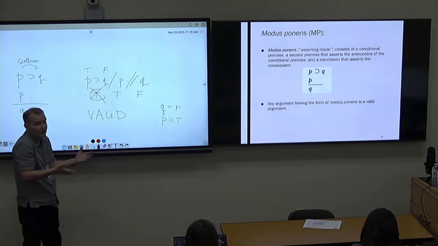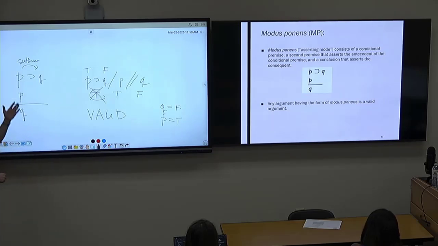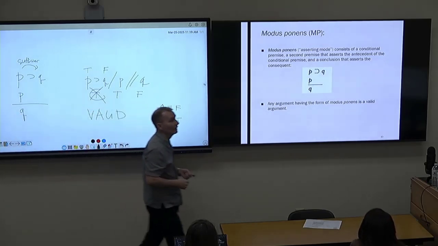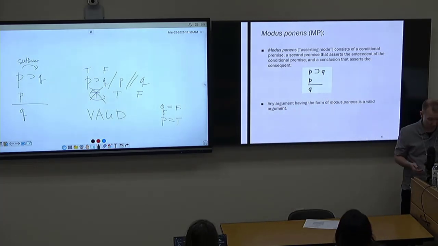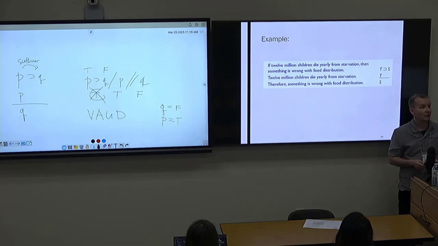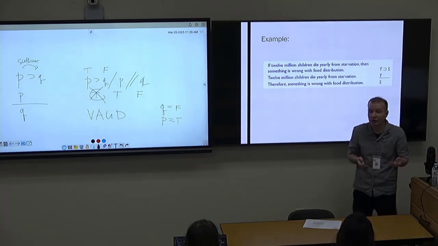So we can prove it valid. This is a valid form, and remember, if the form is valid, any argument which has this form will also be valid. So this is a well-known valid argument form, modus ponens, MP. This is an argument which has this form.